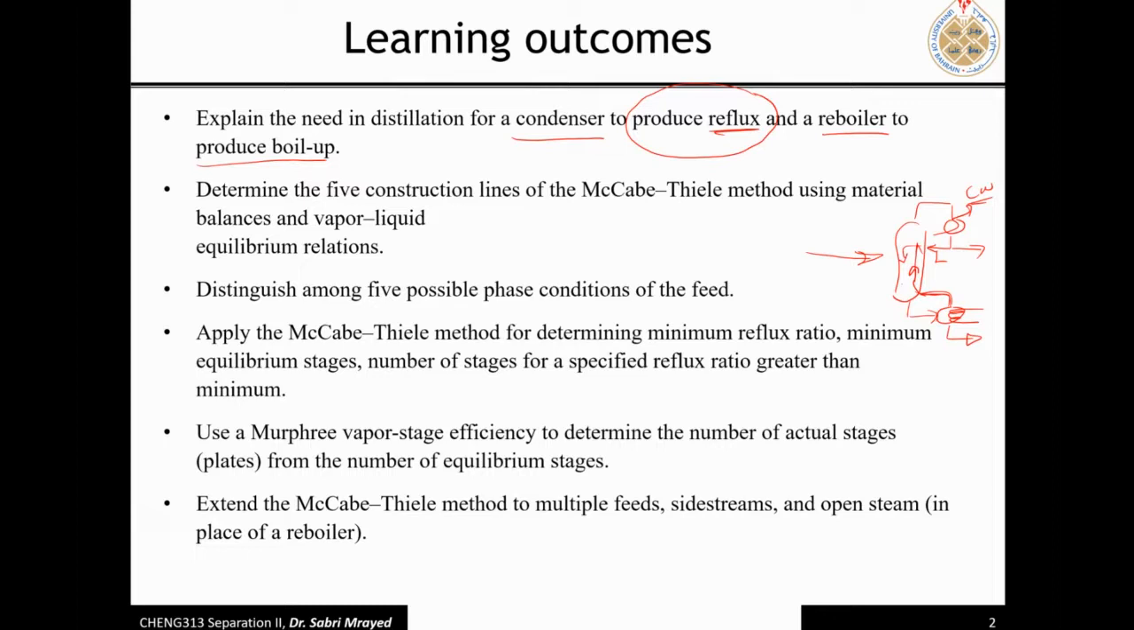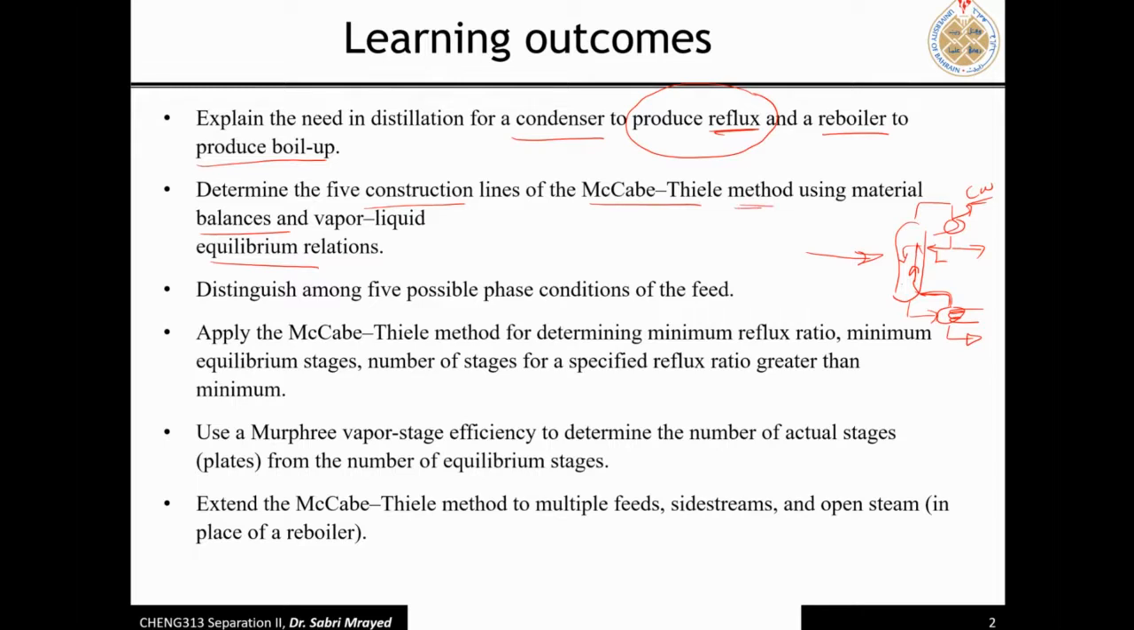Again, for a binary system, we will be able to determine the construction lines of the McCabe-Thiele method using material balance and vapor-liquid equilibrium relationships. So as I said, we're going to solve the distillation column model using, again, material balance equations and equilibrium relationships. But we will learn how to do that graphically. And the graphical approach is usually called the McCabe-Thiele method.